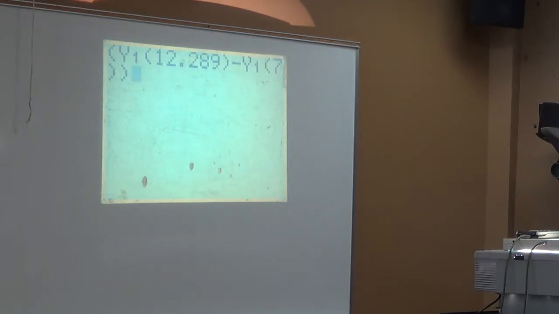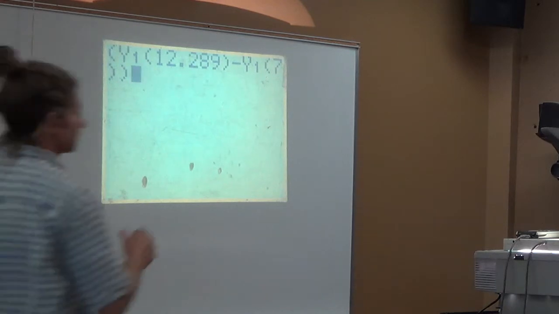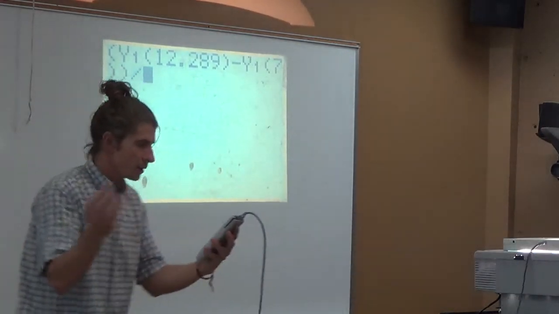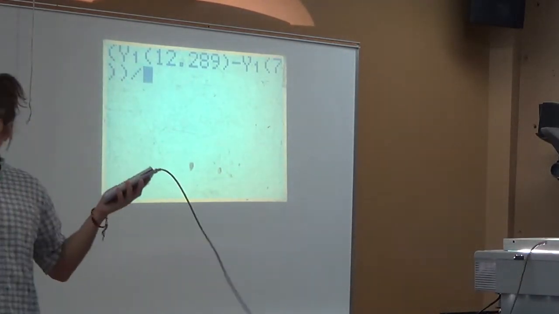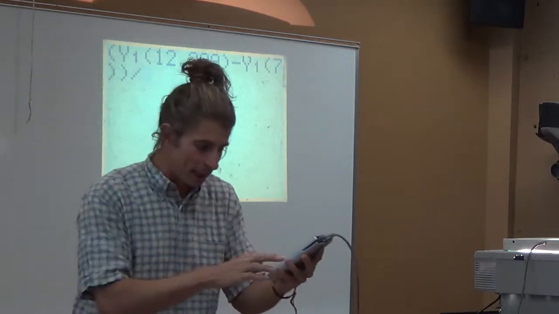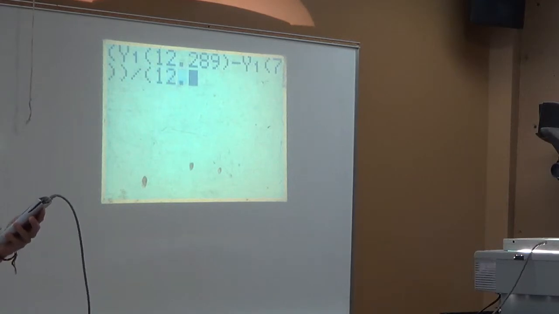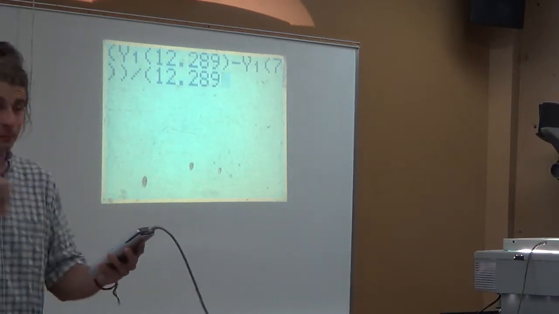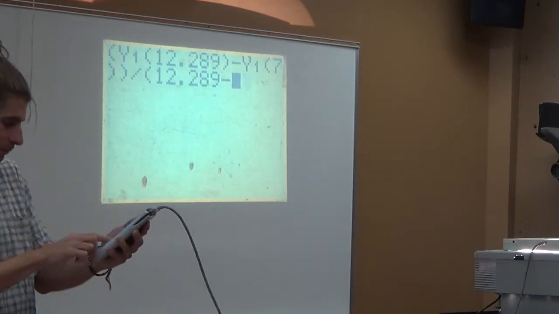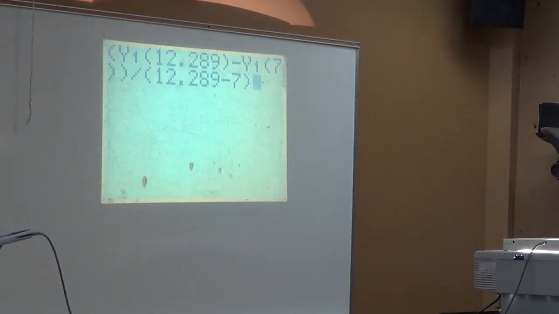Okay, there's our change in Y. Let's do our change in X. Divide it by, now parentheses, gotta open parentheses up. 12.289 for x2 minus 7, which was x1.